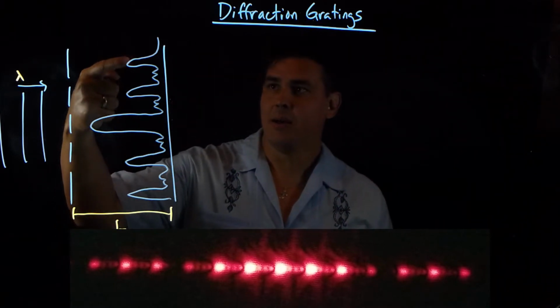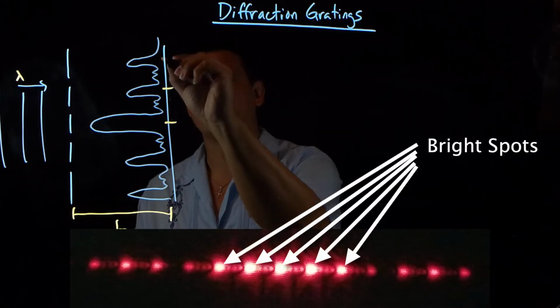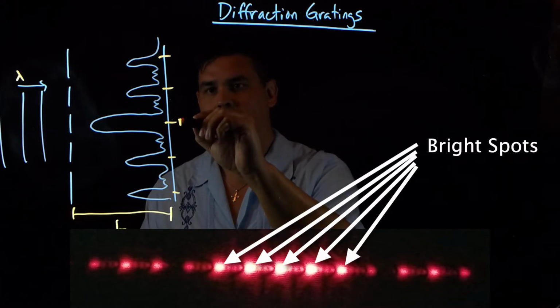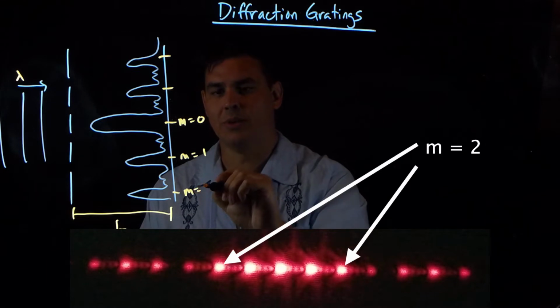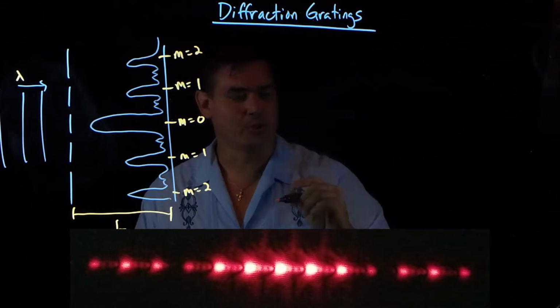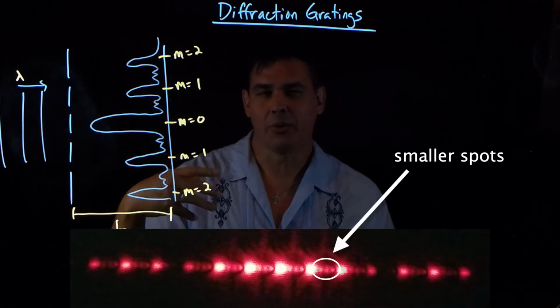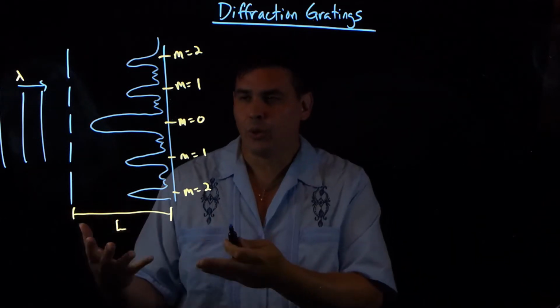So you get these bright spots at these points, right? So again, m is where your bright spots show up. So this would be like m equals 0. This would be m equals 1. This would be m equals 2. So again, here's m equals 1. Here's m equals 2. So you get these bright spots that show up, but you get these little spots in between where you're not having as much interference. The intensity is less.